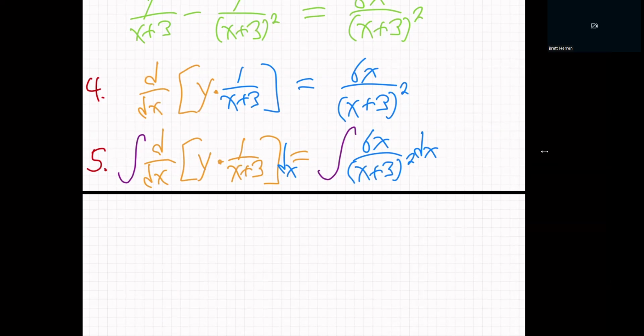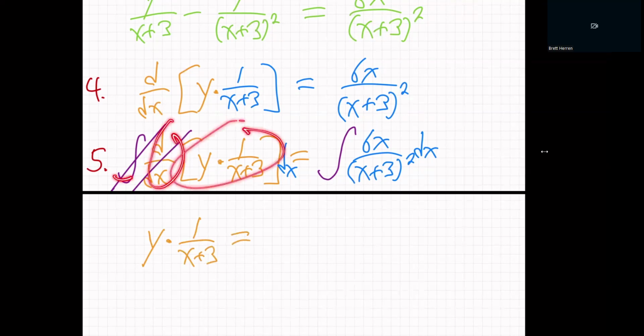Anyway, notice what happens here. Do you see it? The integral and the d dx, derivative and integral, they're opposites. They cancel. And so we just get y times 1 over x plus 3. That's why we wrote it as d dx of this, because then when we integrate it, it'll just cancel out and it'll be easy. The right side, though, we've got to do the integral. There's no canceling here. Here we just have an integral. So I have to actually do the integral.